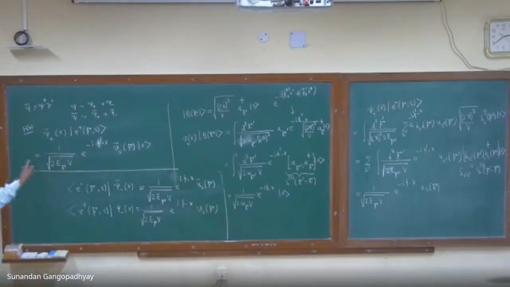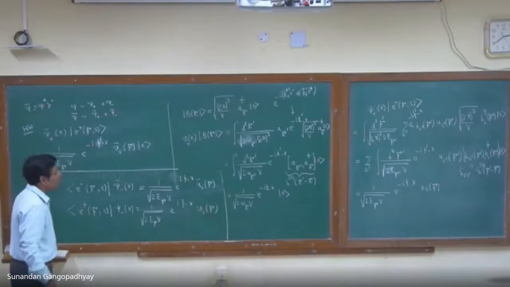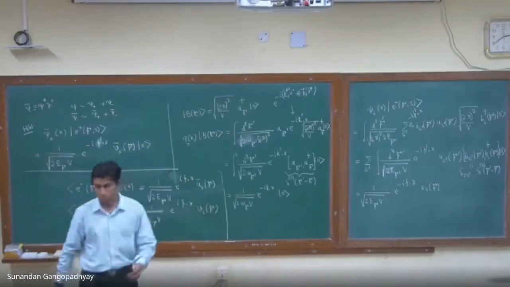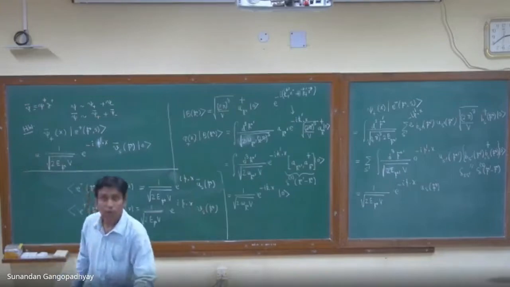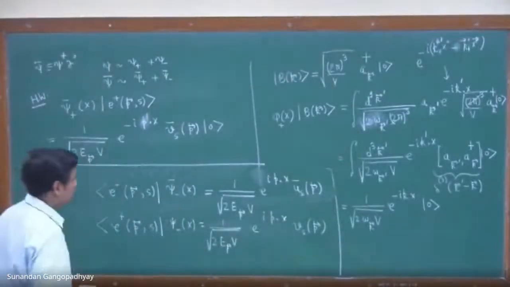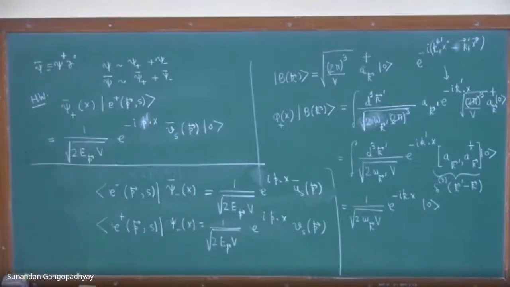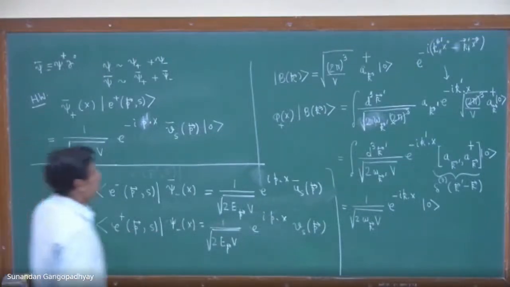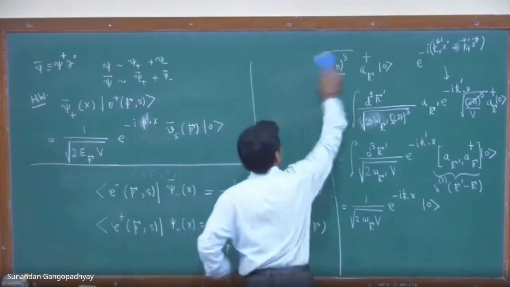So we have calculated all these things, and now what is left to calculate is the matrix element. That is now simple to do. Let me just focus again. You can see the board now. Is it clear? So I'm just writing this part out.